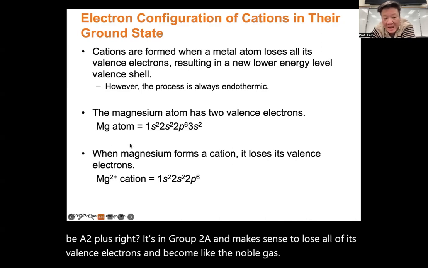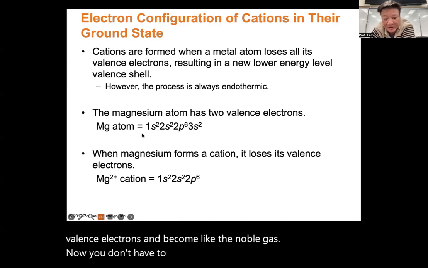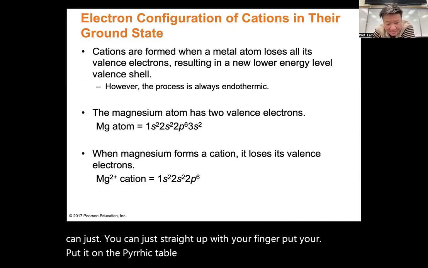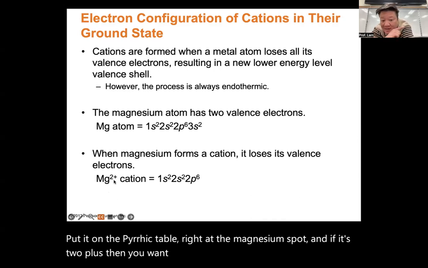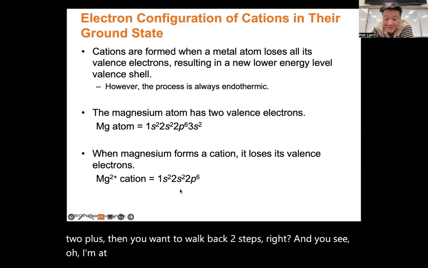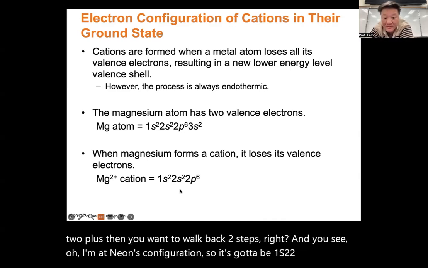Okay. Now you don't have to do the configuration of the neutral first. You can just straight up with your finger put it on the periodic table, right? At the magnesium spot, and if it's 2+, then you want to walk back 2 steps, right? And you see, oh, I'm at neon's configuration. So it's got to be 1s2, 2s2, 2p6, right?